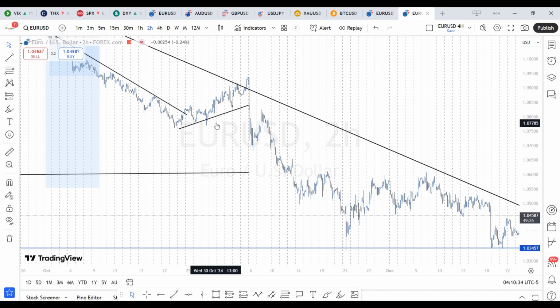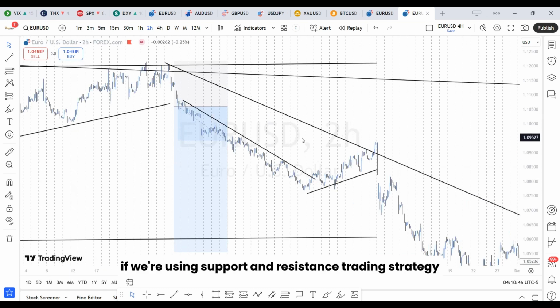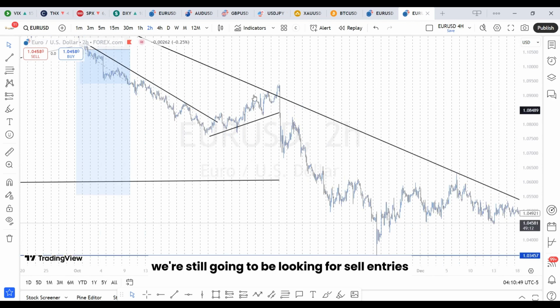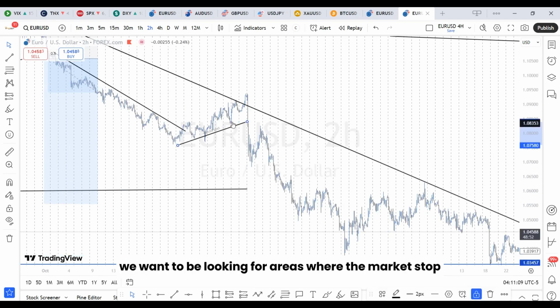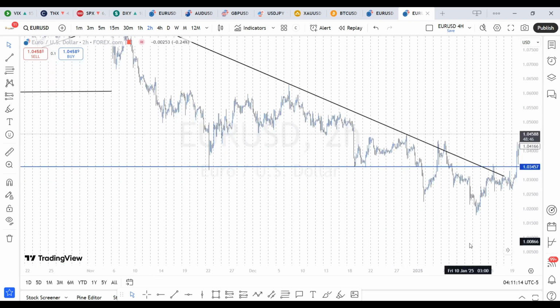If we are looking at an SMA and MACD trading strategy, we are still looking for sell entries. If we are using a trend line trading strategy, we are still looking for sell entries. If we are using a support and resistance trading strategy, we are still going to be looking for sell entries, because we know that on the higher time frame we already have sell buyers projecting a sell movement all the way to the future, like 6 months, 7 months from now. So for the next 6-7 months we should be looking for sell entries. And even if we have a pullback, we want to be looking for areas where the market stops pulling back and continues the sell.